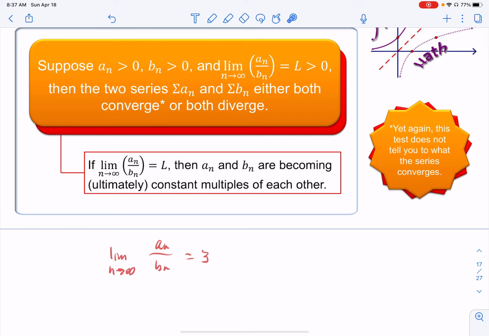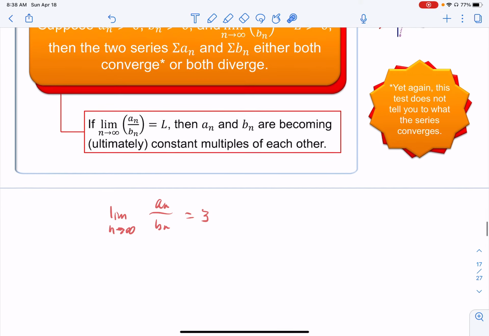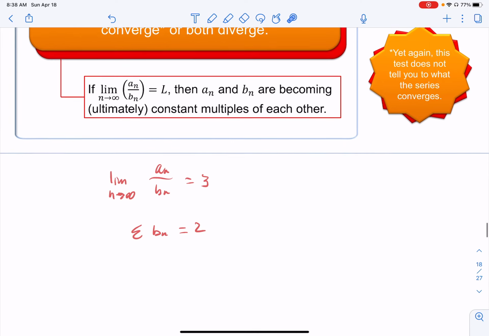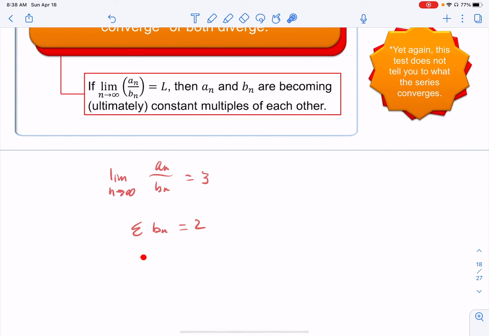Like when I take the quotient, I'm getting closer and closer to 3. And so let's say the b sub n series converges to 2. The terms in the a series are approximately 3 times bigger than those, so 3 times 2 is 6, and it still converges.